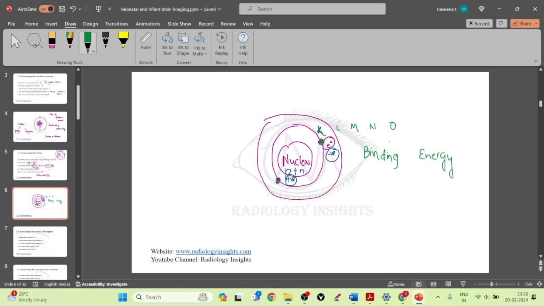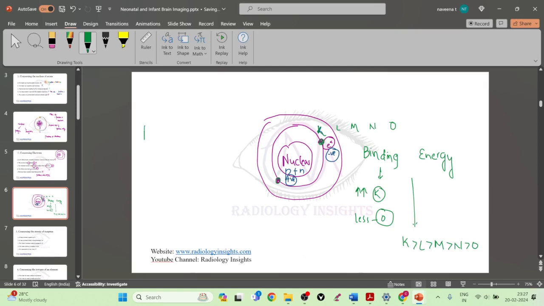Simple. If the electron is far away from the nucleus, the electron binding energy will be less. So this is more for inner shell electrons, that is K shell, and it is less for O shell. So the electron binding energy of K shell is more than L shell, is more than M shell, is more than N shell, is more than O shell.